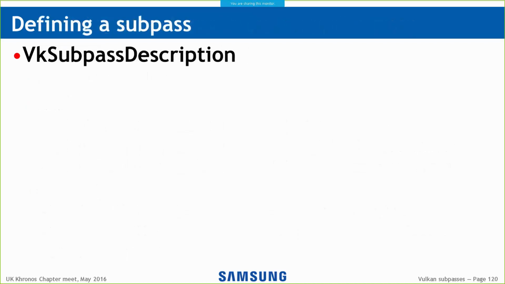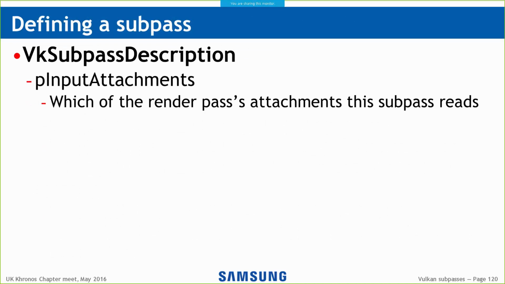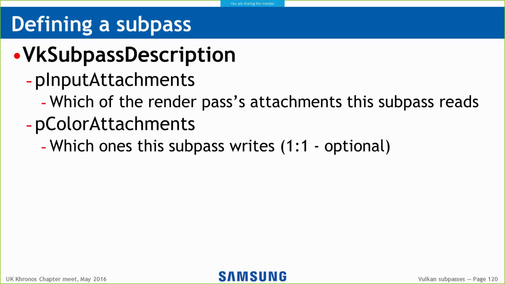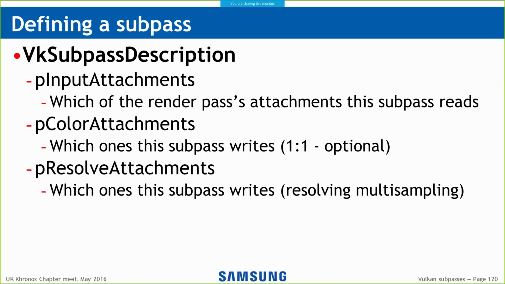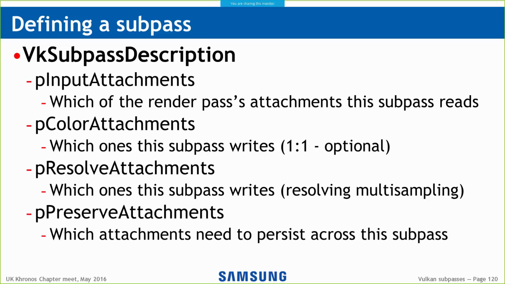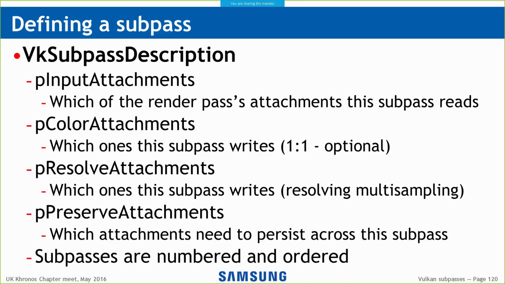Subpasses have a description of the attachments that are associated with that subpass, what they're outputting to, the fact that they could be handling anti-aliasing, and also the list of the attachments that you're not going to modify during that subpass, so that you can have an attachment that will be preserved for use in a later subpass. There is a diagram coming, I promise. And subpasses are in order, so you can refer to them by a number later on, and they will refer back to previous subpasses.